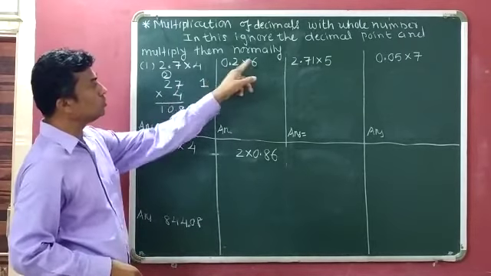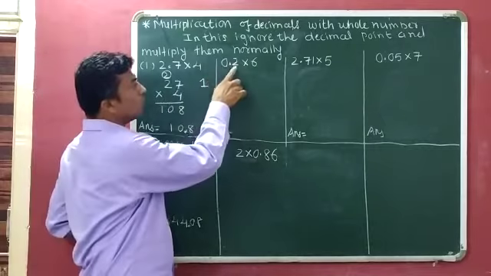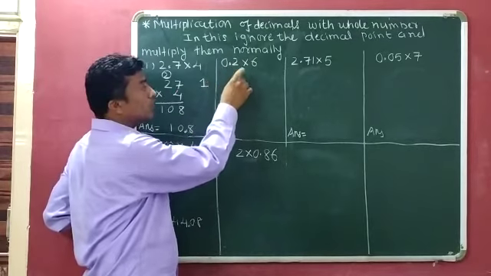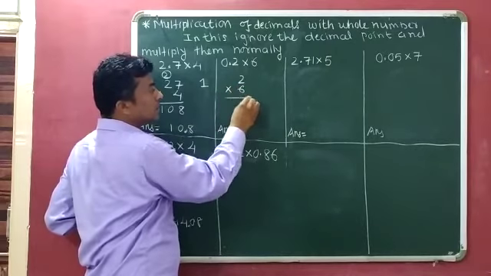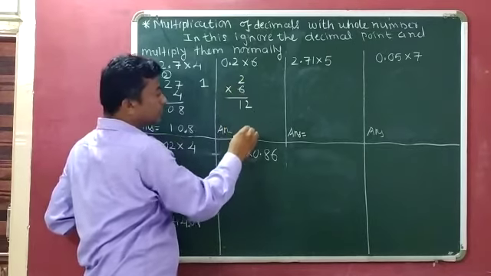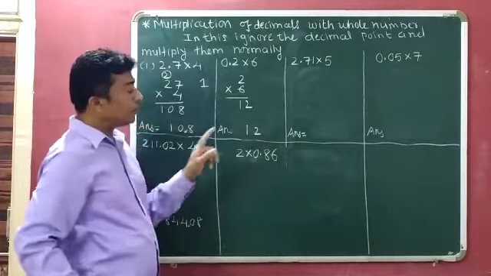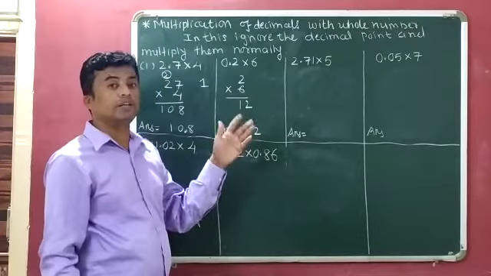Now next, 0.2 multiply 6. In 0.2 we ignore the decimal point. So 2, and this multiply 6. So 6 twos are 12. So the answer is 12. Now we will write the decimal point in the answer.